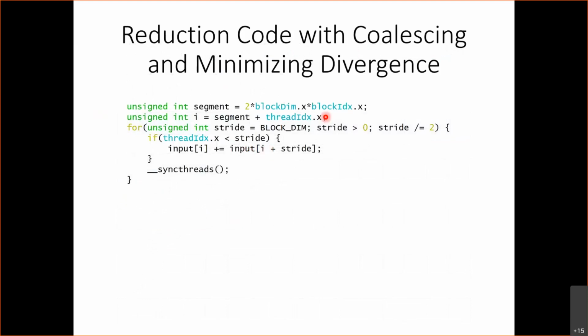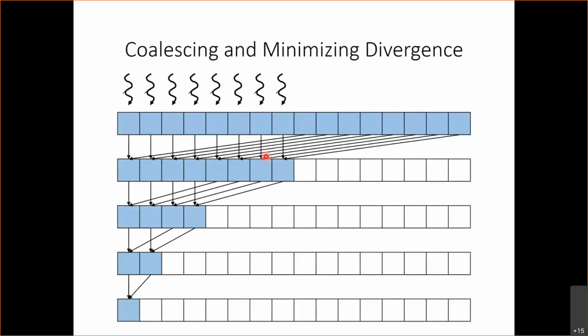What that means is that the load instruction to load input of i is different from the load instruction to load input of i plus stride. So here on the diagram, the load instructions issued by the same threads in the same instruction are when all threads access the left values, which are these elements here, and then the threads access the right values, which are these elements over here.